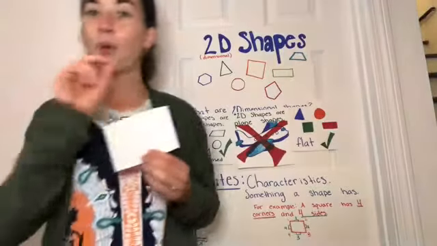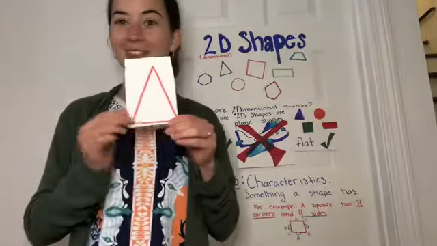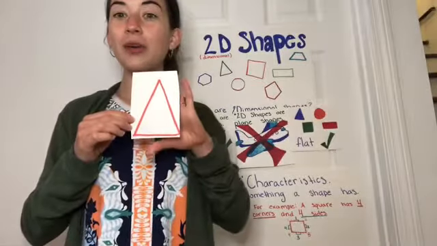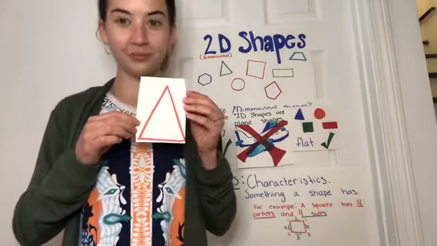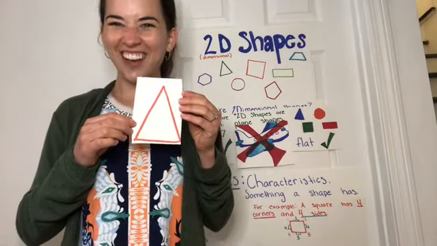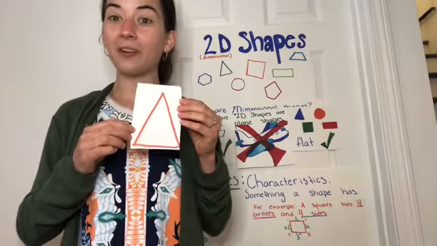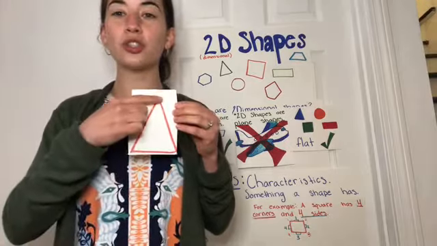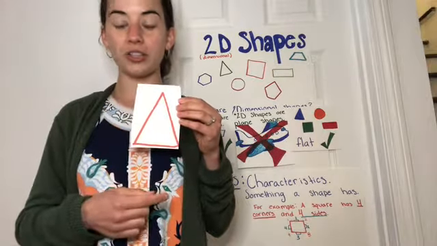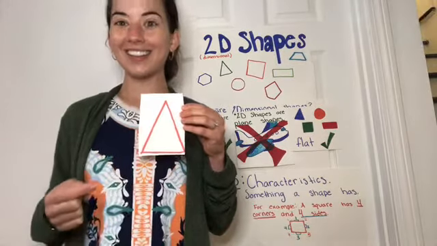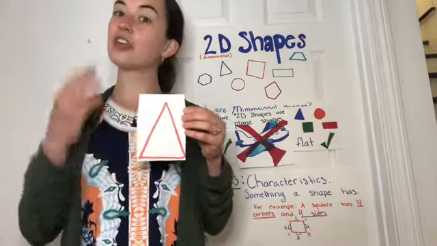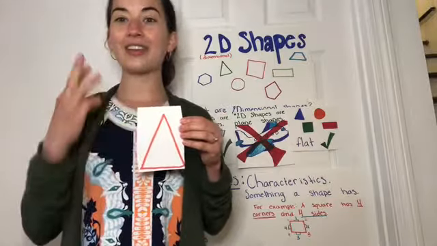I have one more shape. A triangle. How many corners and sides are on the triangle? Great counting. Let's count together. 1, 2, 3 corners and 1, 2, 3 sides. The triangle has 3 corners and 3 sides.